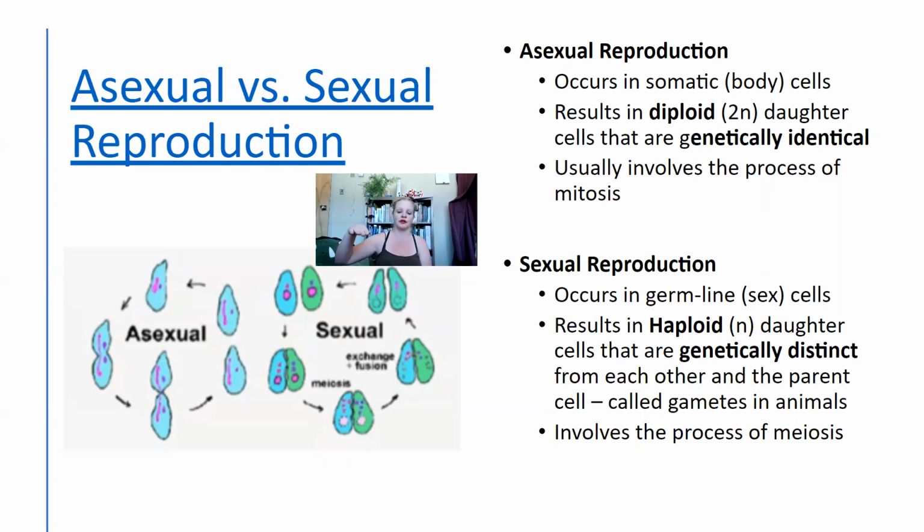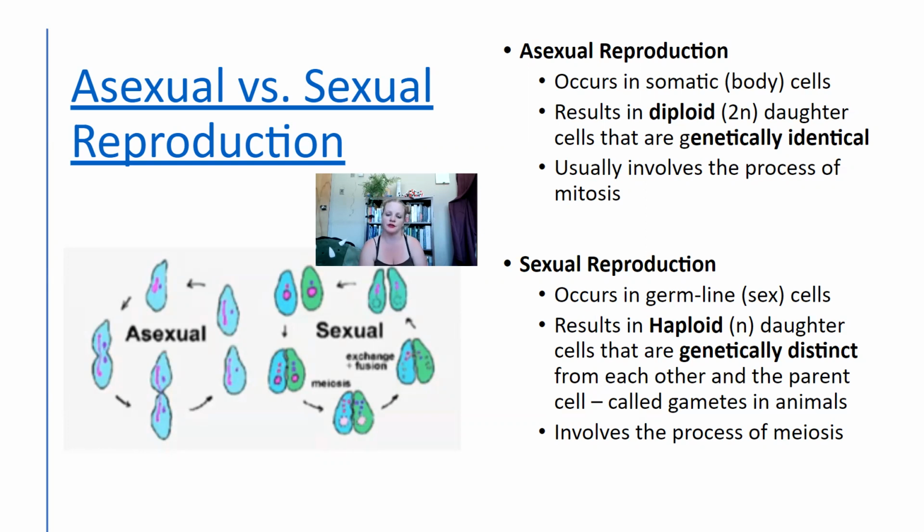Sexual reproduction, on the other hand, only happens in eukaryotes. That's an important point. It occurs in our germline, or our sex cells, which we usually call gametes. Depending on what kinds of gonads you have, that determines what kinds of gametes you make, whether eggs or sperm. These are haploid cells, meaning they have half the number of chromosomes, so in animals they are 1N.